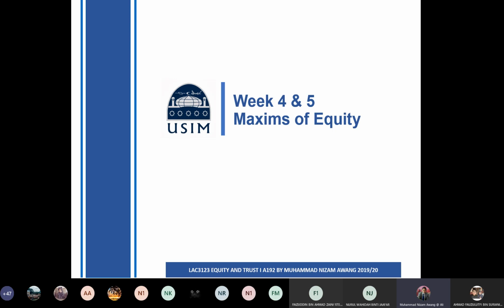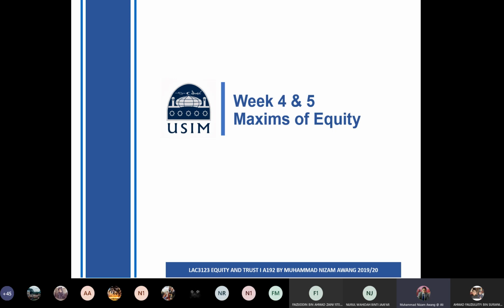For instance, he who seeks equity must come with clean hands. And the other maxim is he who seeks equity must do equity. There is a slight difference between those two maxims, because for the first maxim, he who seeks equity must come with clean hands, they must not be guilty of any past criminal conduct. But for the second maxim, he who comes to equity must do equity, you do not need to prove that the person has any past guilty conduct. Basically, it's conduct related to the transaction. Right.